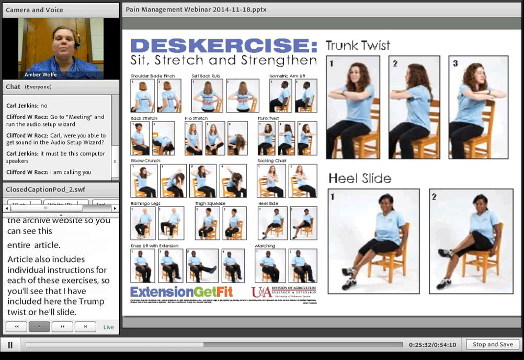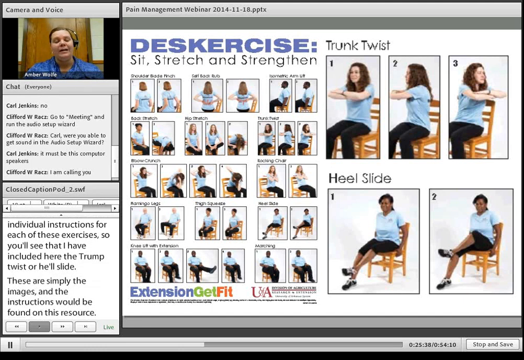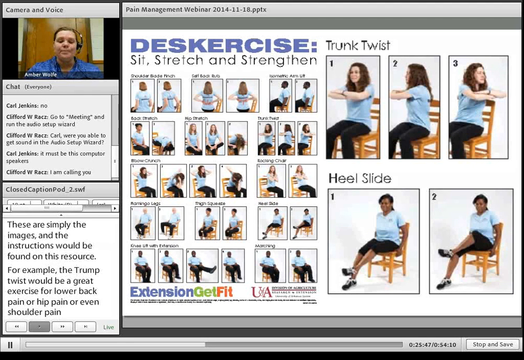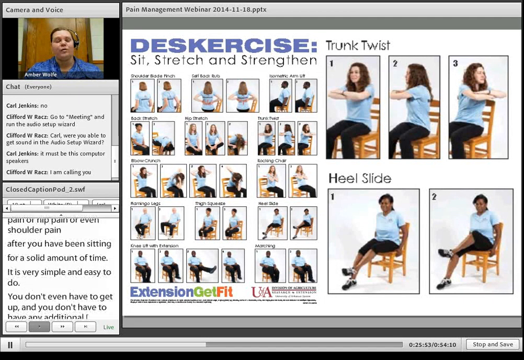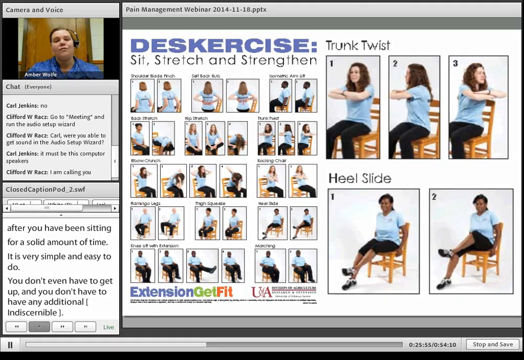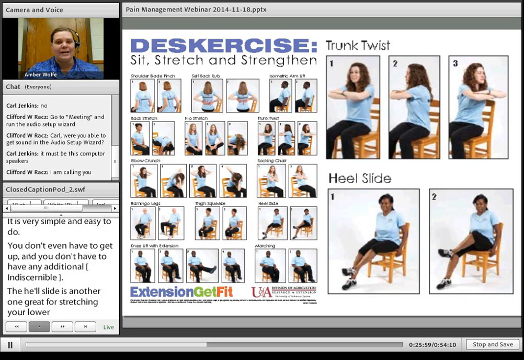But for example, the trunk twist would be a great exercise for lower back pain or hip pain or even shoulder pain after you've been sitting for a solid amount of time. Very simple and easy to do. You don't even have to get up, and you don't have to have any additional tools. The heel slide is another one that's great for stretching your lower leg, extending the joints and helping with flexibility in your ankle and your knee, and even all the way up into your hip joints, depending on how far you can bring your leg up and take it back down. Again, very simple and easy to do while you're seated.